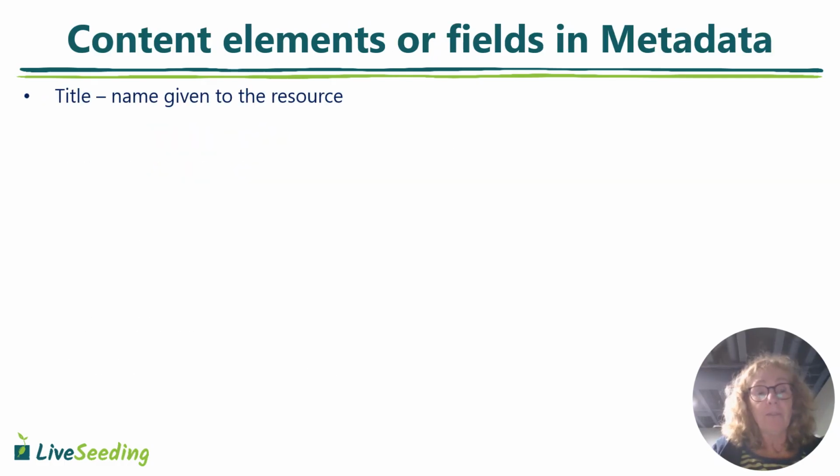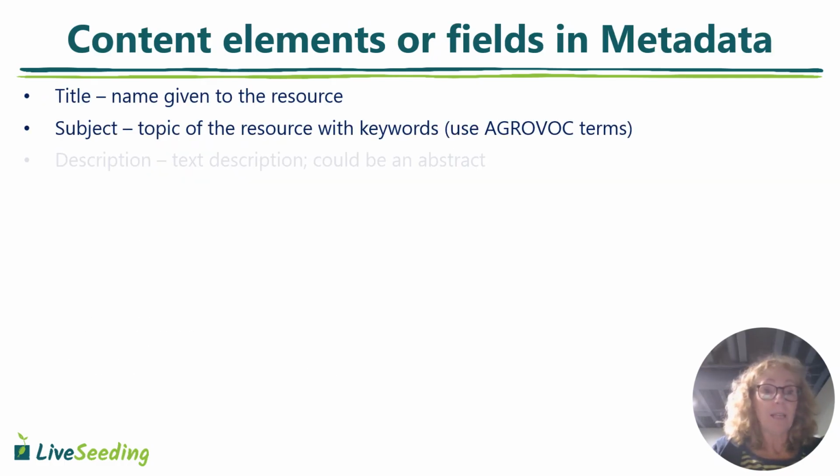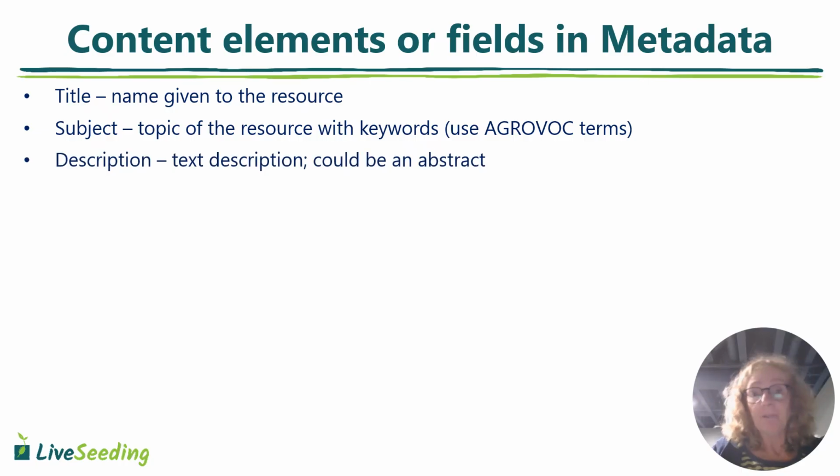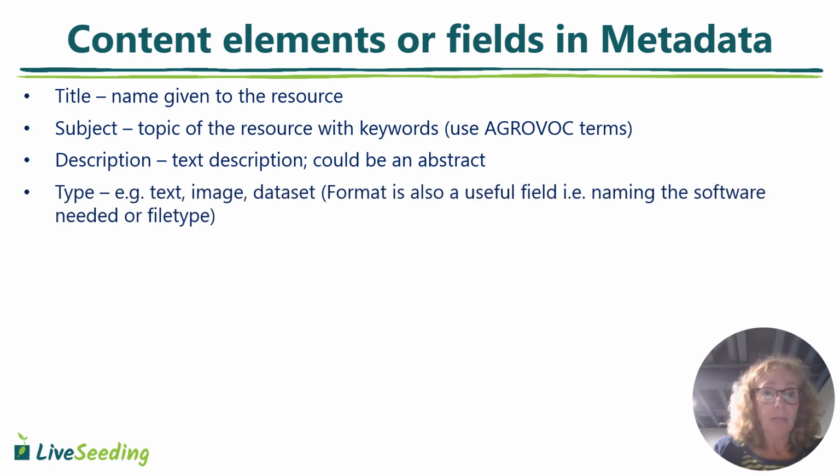So here's what you might find in the content elements. Things like the title, the name you've given to that resource. Imagine it's an Excel file full of results of cultivar evaluation trials conducted over several years on a specific crop. So you'd have a title like that. Subject, the topic of the resource. And this is what's really important: these keywords, using what they call AGROVOC terms. I'll talk about that in a minute.